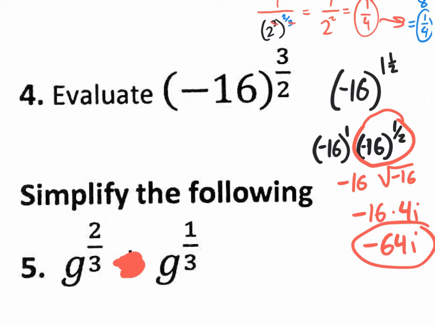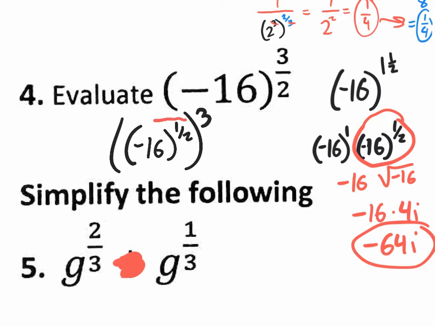So if you wanted to, you could say, take the -16 and let's do the square root of it, but then you have the power of 3 on it, right? Even though I wrote it as the power of 1/2, we know that that's really the square root. So what is the square root of negative 16? 4i. So you'd really have 4i to the third power.